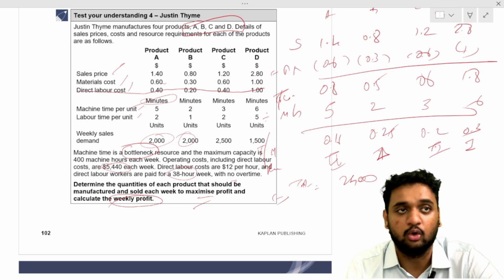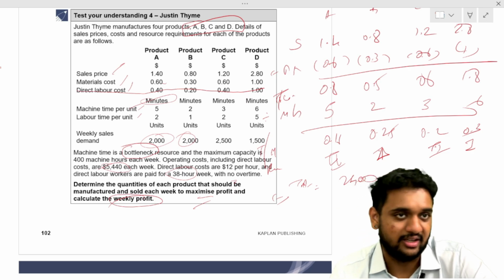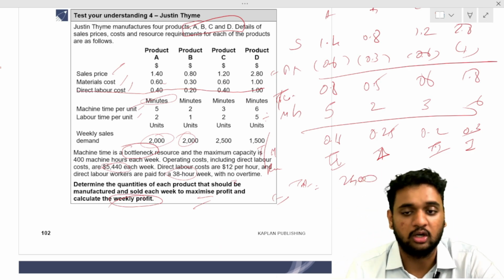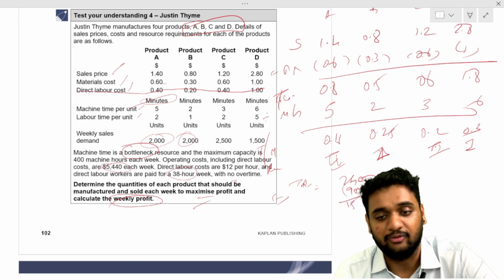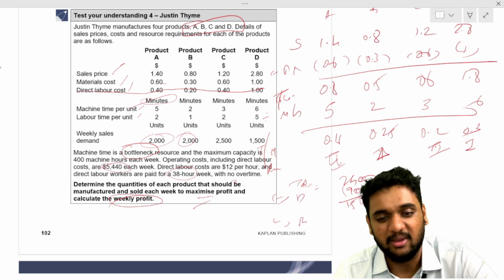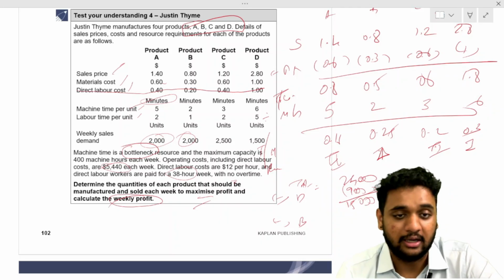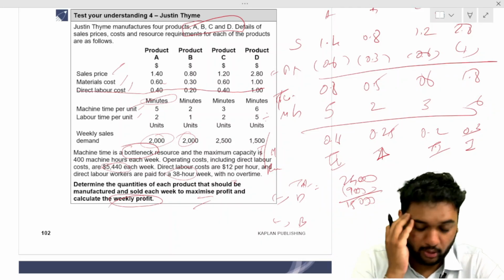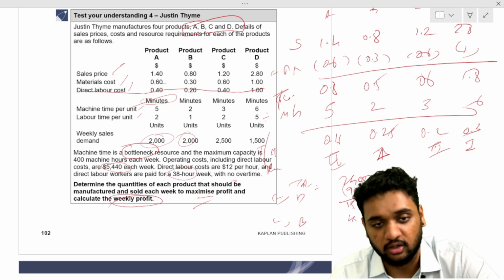First preference we will give to D. D, how many units do we have to produce? 1,500 units into 6 minutes per unit. So total minutes are 9,000 minutes. How much will be left? 24,000 minus 9,000 will give you 15,000. Next, what will we produce? B. B, how many units will we produce? 2,000. Don't write. Try to recall. Try to visualize. Very important. 2,000 into 2, 4,000.